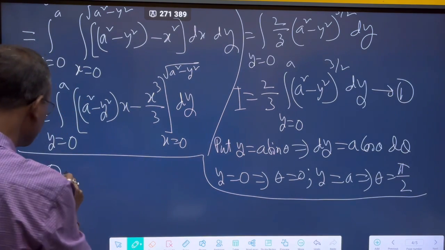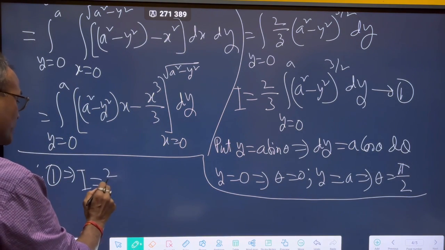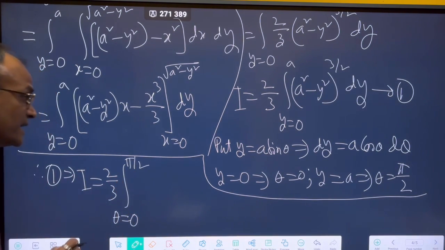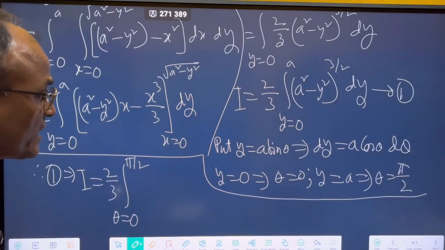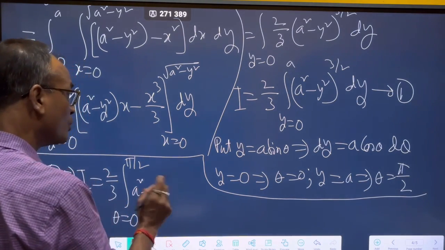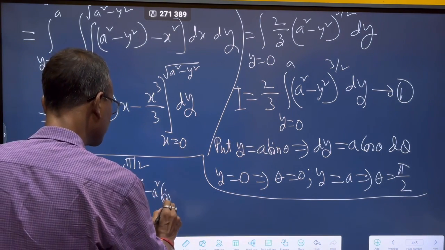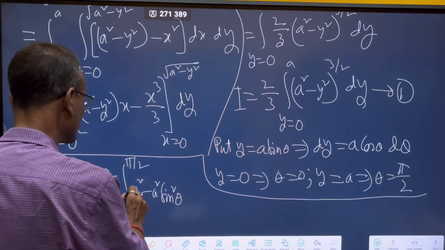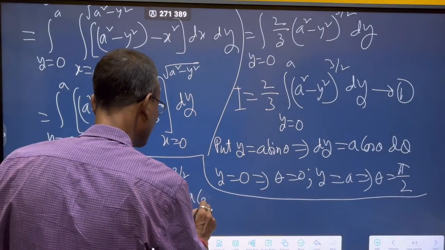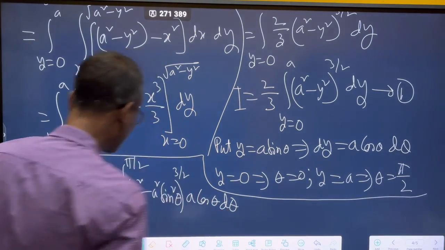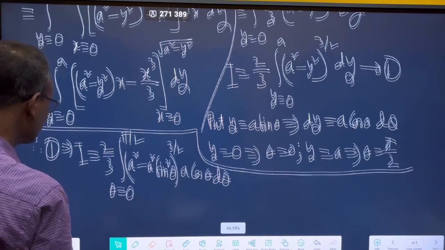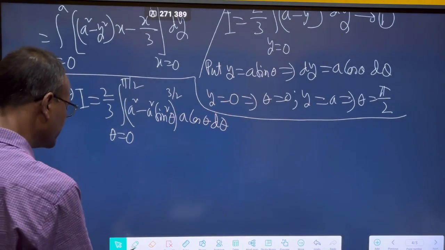From 1, this integral will be equal to 2 by 3 integral theta is equal to 0 to pi by 2. And a square minus y square means a square sin square theta, a square sin square theta whole to the power 3 by 2. For dy, put a cos theta d theta.